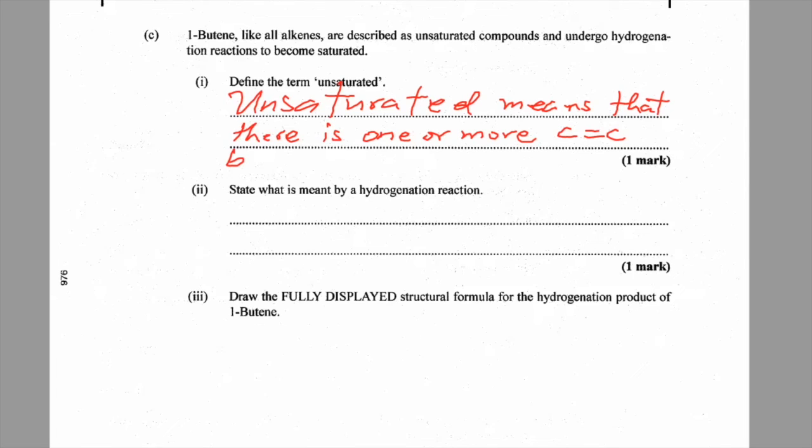Part 2, state what is meant by a hydrogenation reaction. If you look carefully, if you break down the word, you'll see hydrogen in the word and you'll see ation. So all it means is it's a reaction where hydrogen is being added.